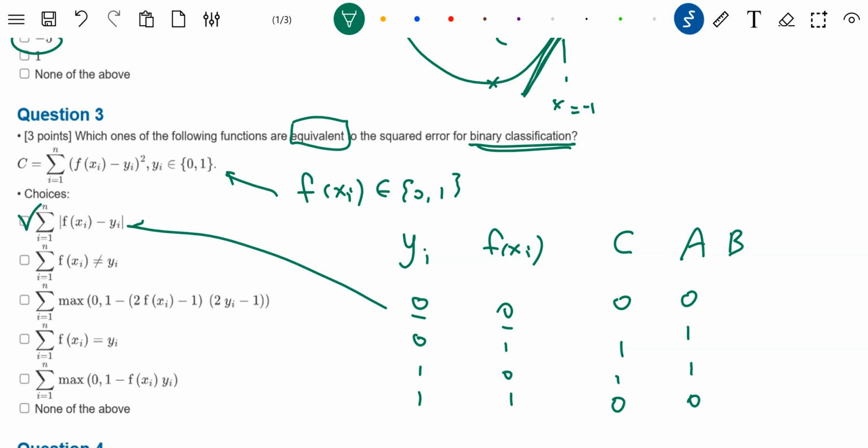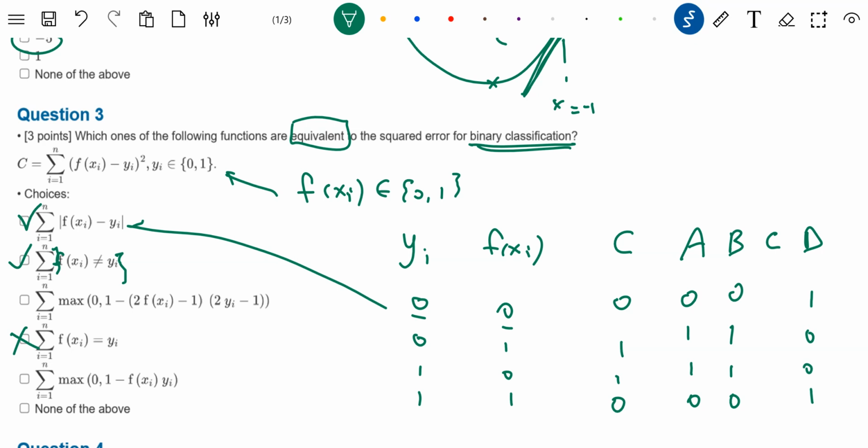And B is when they are not equal. Again, the notation is not great. There should be a 1 here, and it will be 0, 0, 1, 1, 0. When they are not equal, it's 1. When they are equal, it's 0. So B is correct. And that means D is the opposite. 1, 0, 0, 1.